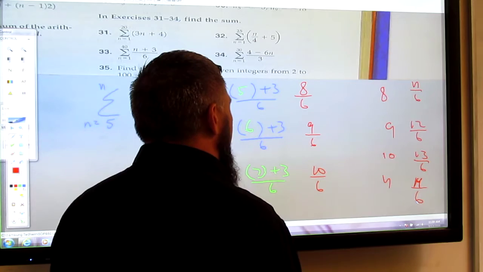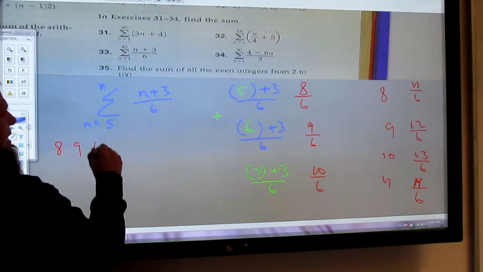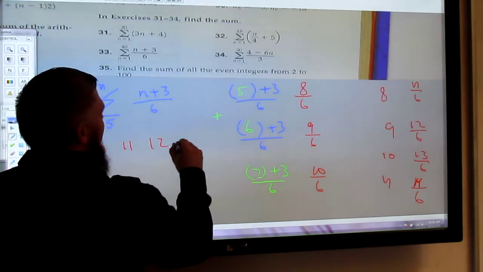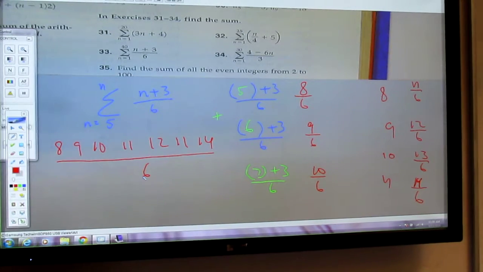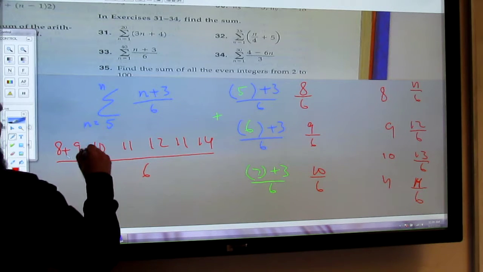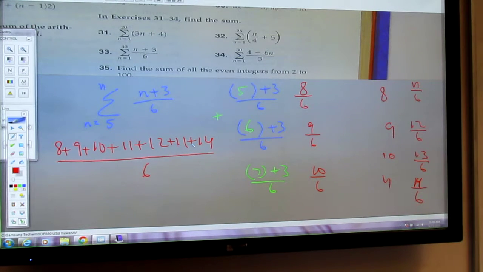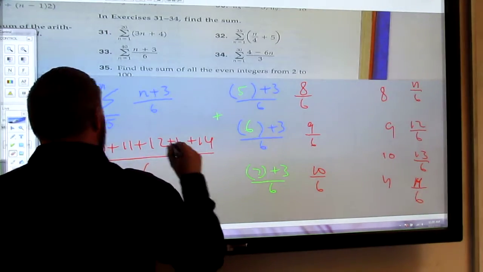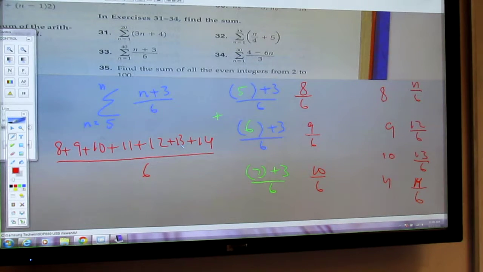So I just start adding them. Okay? So in essence, all I'm adding is 8, 9, 10, 11, 12, 13, 14, and they're all over 6, yeah? What the heck? Yeah, you wrote 11 twice. That's not going to work. 11, 12, 13, 14. Right? Yeah. Okay.